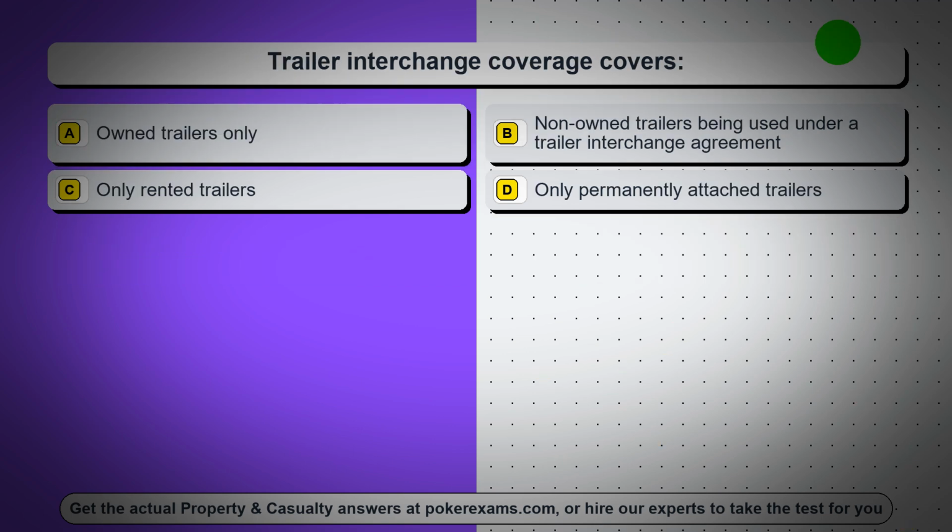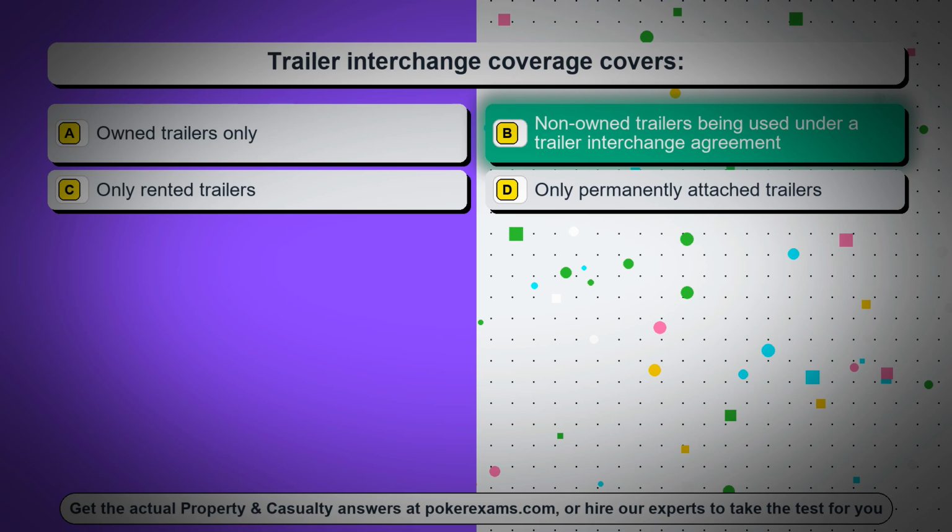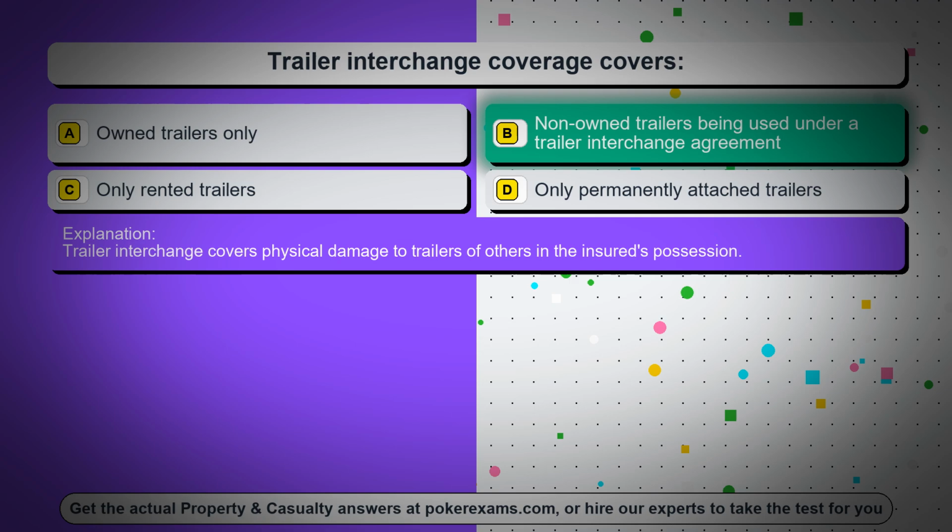Question 64. Trailer interchange coverage covers: Option A, owned trailers only. Option B, non-owned trailers being used under a trailer interchange agreement. Option C, only rented trailers. Option D, only permanently attached trailers. The correct answer is option B, non-owned trailers being used under a trailer interchange agreement. Trailer interchange covers physical damage to trailers of others in the insured's possession.